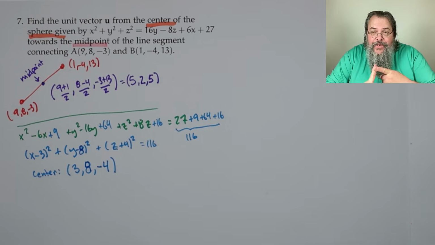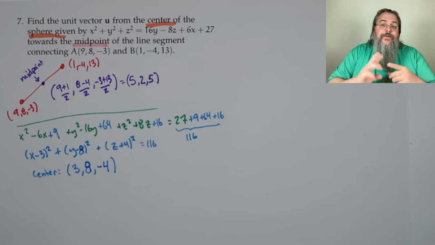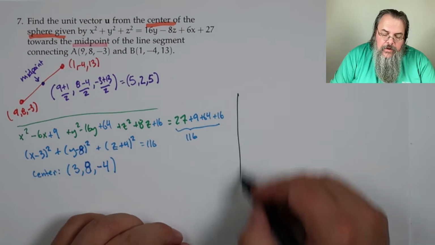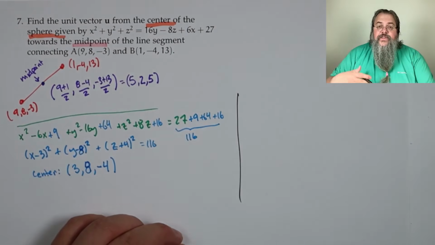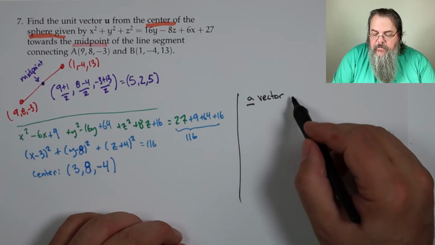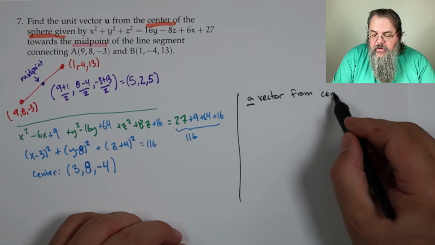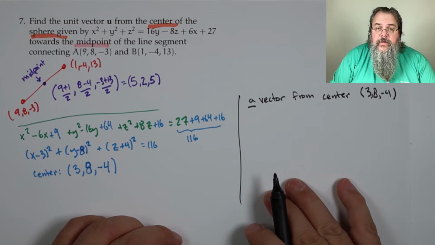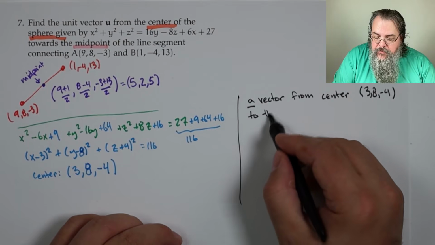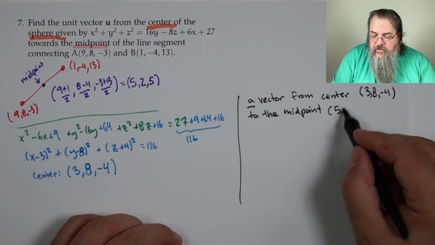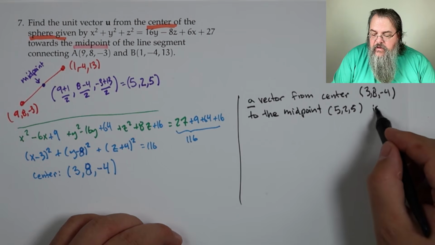All right, so good news. We found the midpoint. We found the center of the sphere. We don't need to worry about the radius. That's not the problem. Now what do we do? Well, the next step is to say, hey, we're after a unit vector between those 2 points. Let's just find a vector. So a vector from the center, and that's 3, 8, -4, to the midpoint, and that's 5, 2, 5, is what?